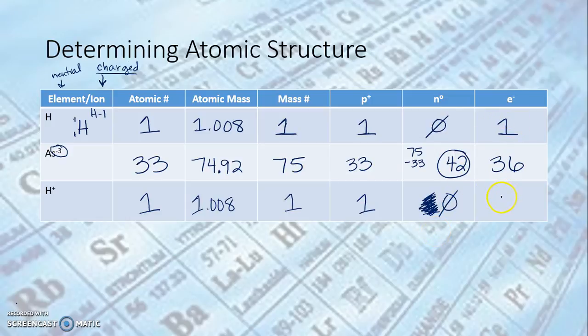Electrons. Well, if it was neutral, it would have 1. But look here, it has a plus. And so it's saying that there's one more plus than there is negative. So if we have 1 proton, we have to have 0 electrons. Hopefully I didn't blow your minds, and we're going to practice more of that in class.